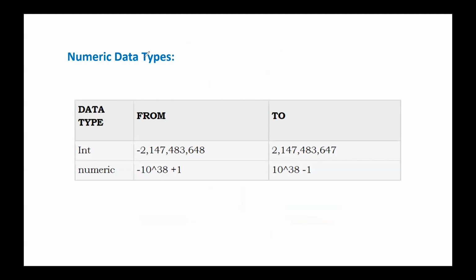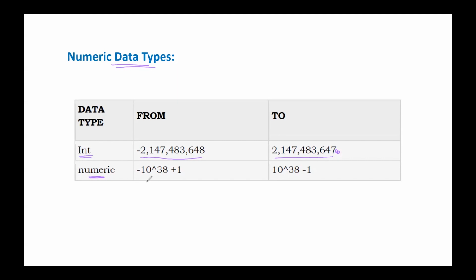The very first data type is the numeric data type. When I say numeric data type, that can be int or numeric. This is the range, in case you want to declare it. You can declare an integer from minus 2 crore 147 lakhs 483,648, and from there up till this number.